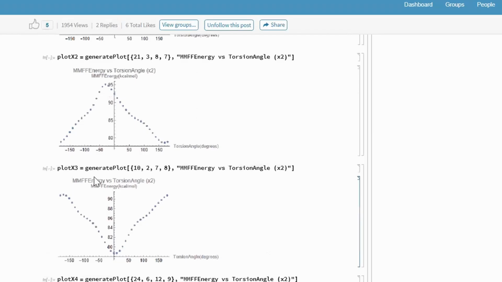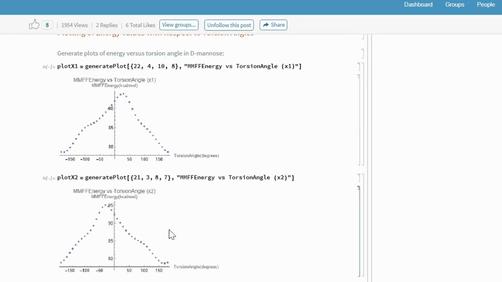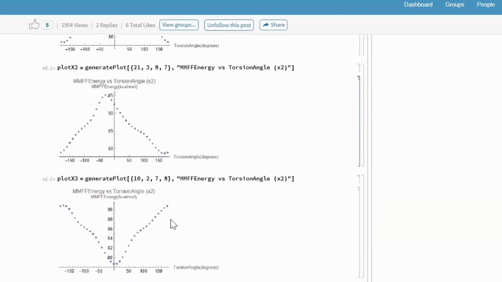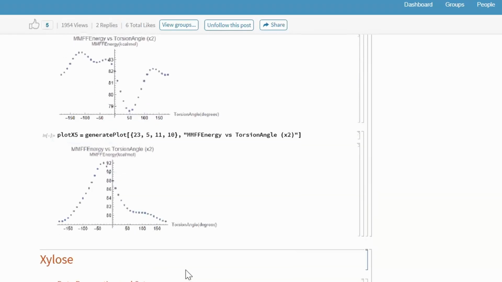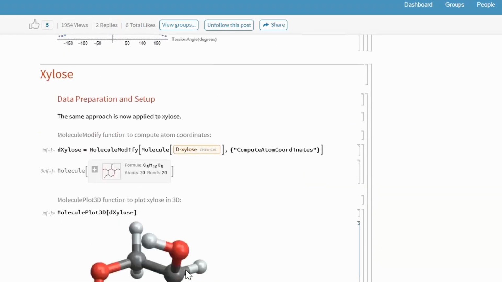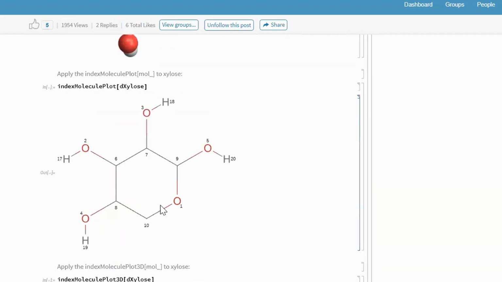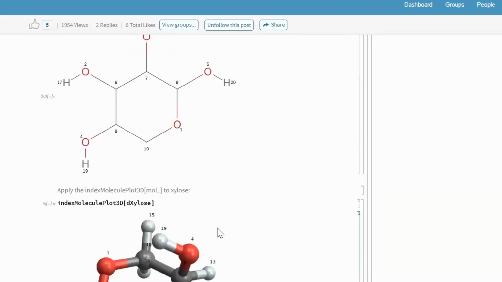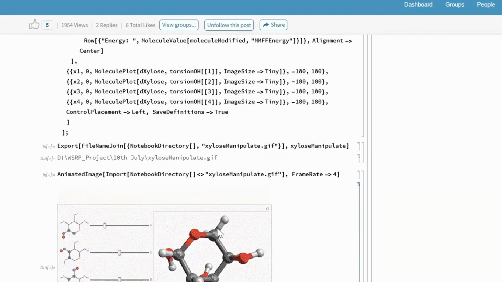Coming to these plots over here, these are the torsion angle plots, and you can see how the energy varies with the rotation of 360 degrees. We take these minima, and after that we move on to xylose. This is xylose, the structure of xylose, and we go ahead with the same process.